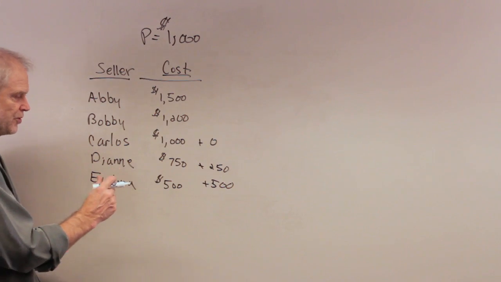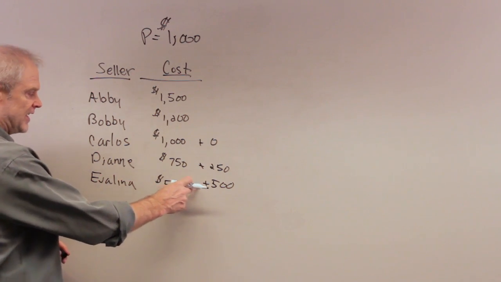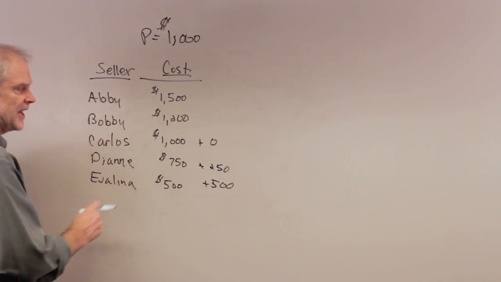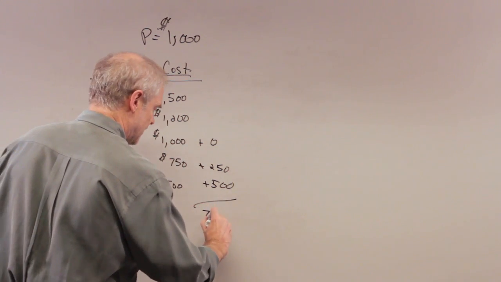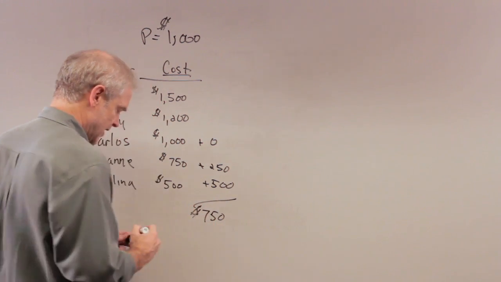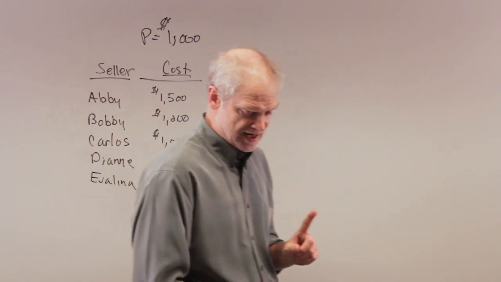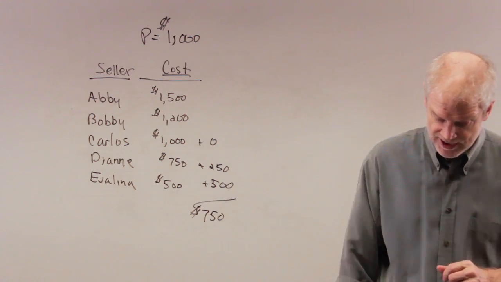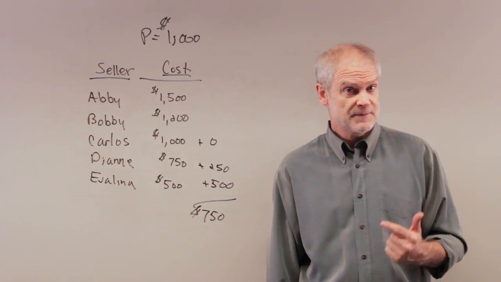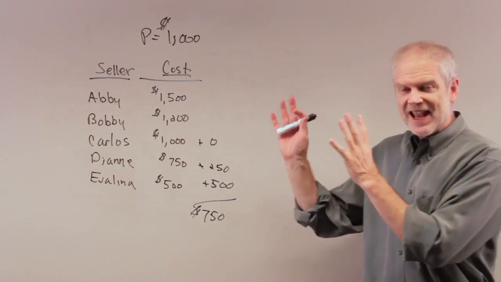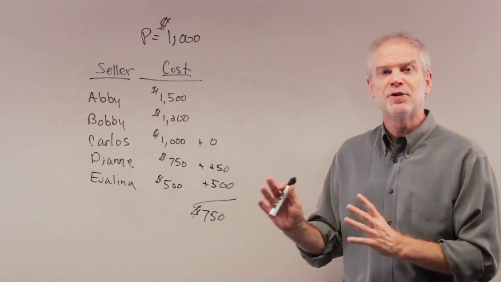So our total producer surplus is going to be the $500 for Evelina, the $250 for Diane, the zero. The answer is $750, that is the producer surplus, and that clearly is your answer, which is B on your test. All right? So that was, again, a tabular form to getting producer surplus.